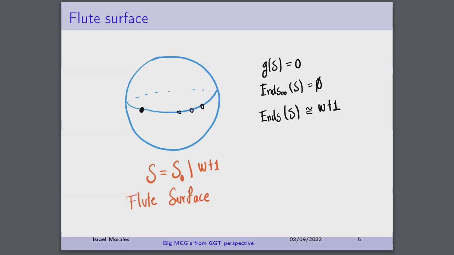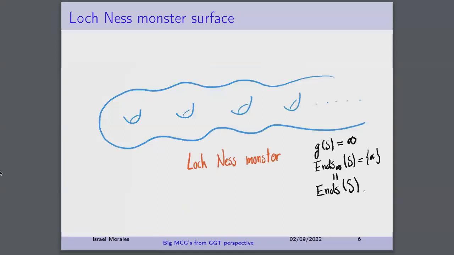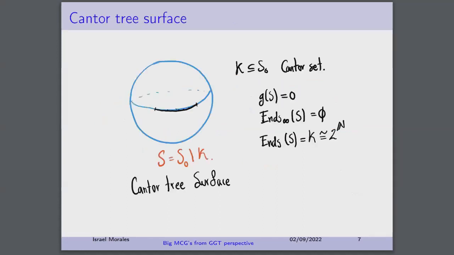The next example is another infinite type surface. This surface has infinite genus and only one end, which is accumulated by genus. This surface is called the Loch Ness monster. The next one is the Cantor tree surface. It is the infinite type surface obtained from the sphere by deleting a Cantor set from it. We can see that it has genus 0 and does not have ends accumulated by genus, and its space of ends coincides with the removed Cantor set.